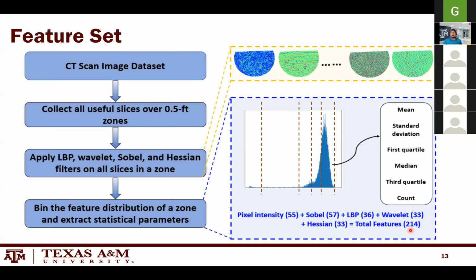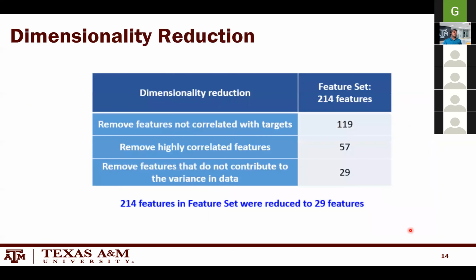214 features is a lot. Anytime you have so many features and you want to use simple data-driven models, you have to perform more feature reduction. You have to perform dimensionality reduction. So we perform dimensionality reduction in 3 steps. First, we remove features that are not correlated with the targets. So out of these 214 features, which of them don't have strong association with the target, we remove them.